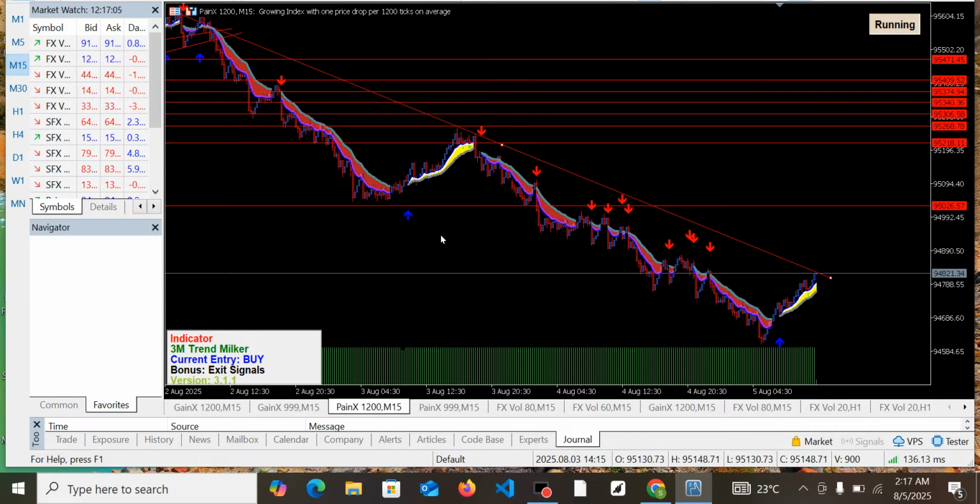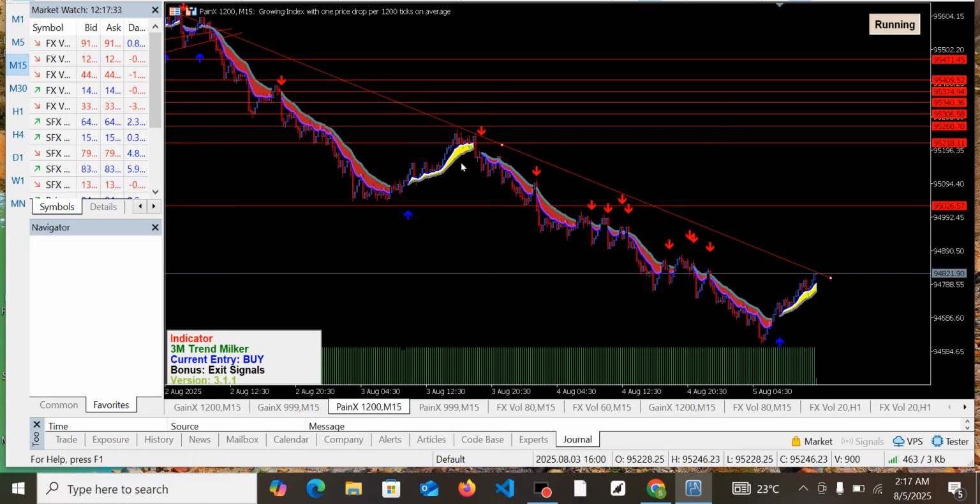Okay, this is PainX 1200. If you remember, over the weekend, we actually milked this particular asset for a very long time. This is the 15 minutes time frame. We started a downtrend somewhere here and we milked it till this very end, and it's still selling. So it sold for long, even though it's trying to go back into an uptrend.